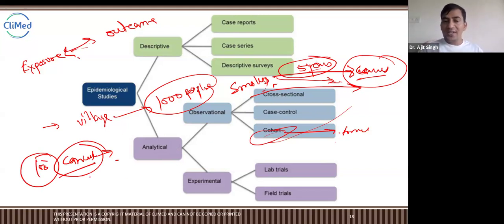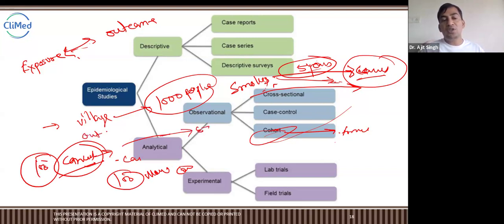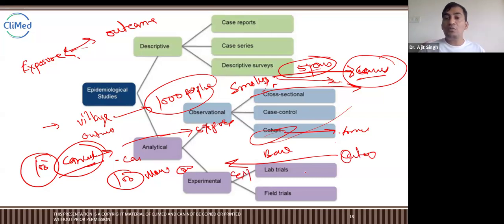So what we will be doing is we will have these 100 cancers and these 100 non-cancer. These are our cases, these are our controls. Now we will go back. We will go back means we will go to the exposure. Right now we have the outcome with us and we are going to the exposure. We are going backward actually. We are going from outcome to exposure, right?